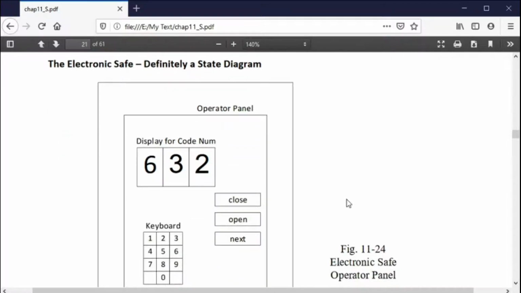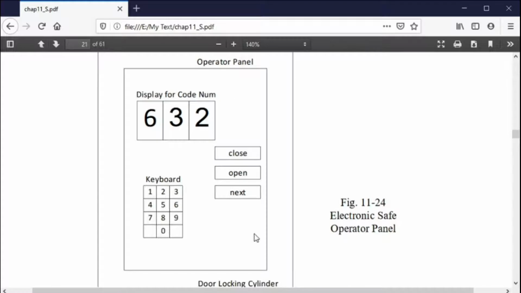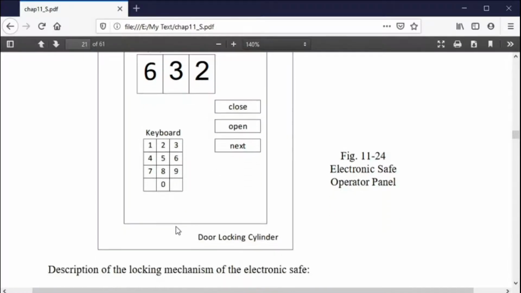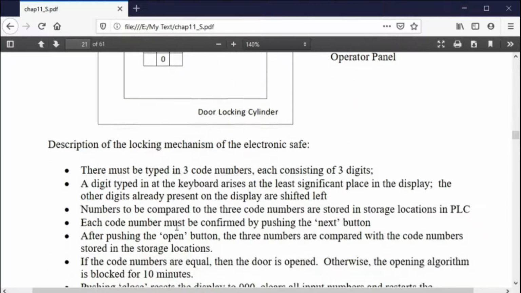This is called the electronic safe. So what do you do with this electronic safe? Well, you key in a number. You type in on this keyboard a 3-digit number, and you display those 3 digits. Then you click next. Then you key in 3 more digits, and you click next again, and you do 3 more digits. Then, after you've done the 3 digits 3 times, you click open, and if you've done the 9 digits in the correct order, it'll open. Otherwise, it won't. So how do you do that?